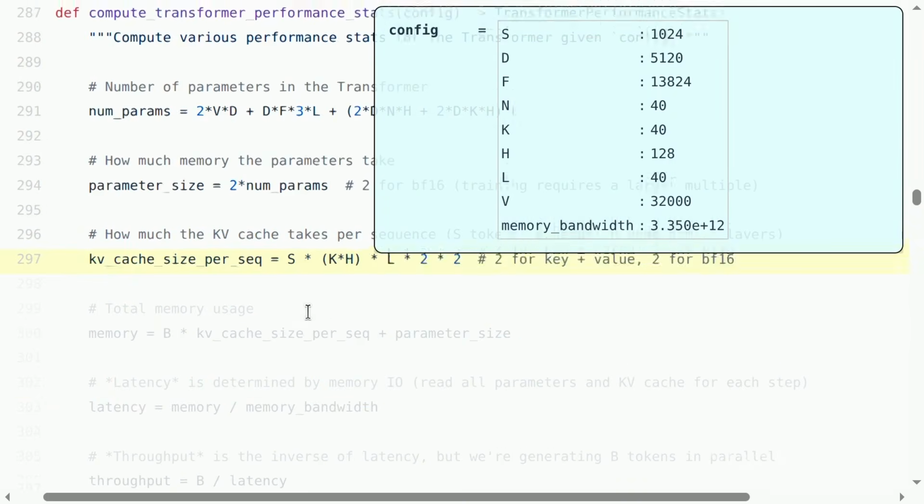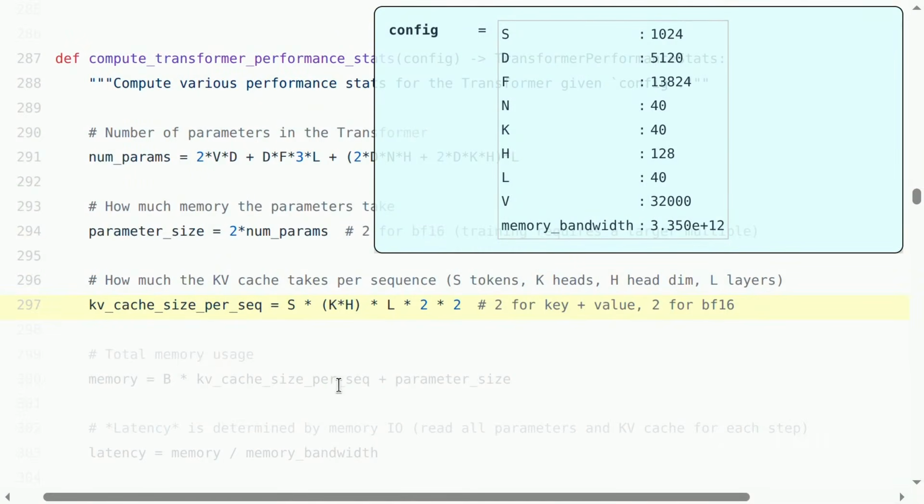Also in memory is the KV cache. And the KV cache is the number of tokens in your sequence times the number of your KV heads times the head dimension times the number of layers. You have one for the key and one for the value, and then you multiply by two for BF16. Okay, so that's the size of the KV cache. And the total memory usage, this is for each sequence. You have B sequences, so that's B times that, plus the parameter size. And that's the amount of memory you need.